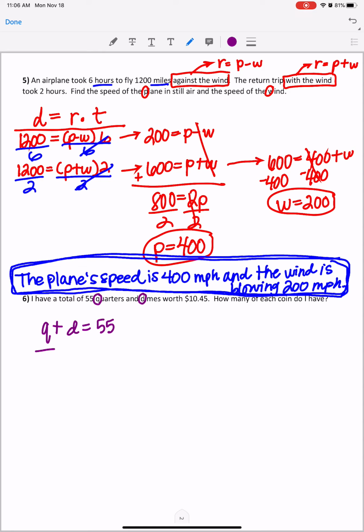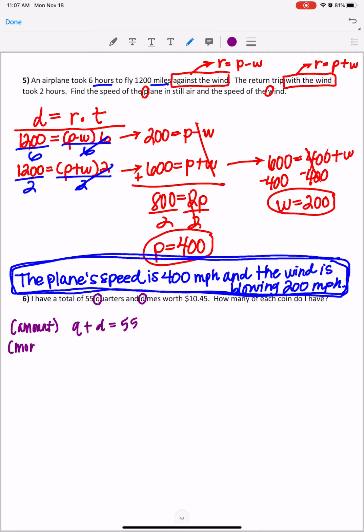Okay, whether it's 25 and 30, 45 and 10, whatever the case is, when I add them up, that needs to equal 55. So one just has to do with the amount. Let me write that. Okay, my amount is quarters plus dimes equals 55.